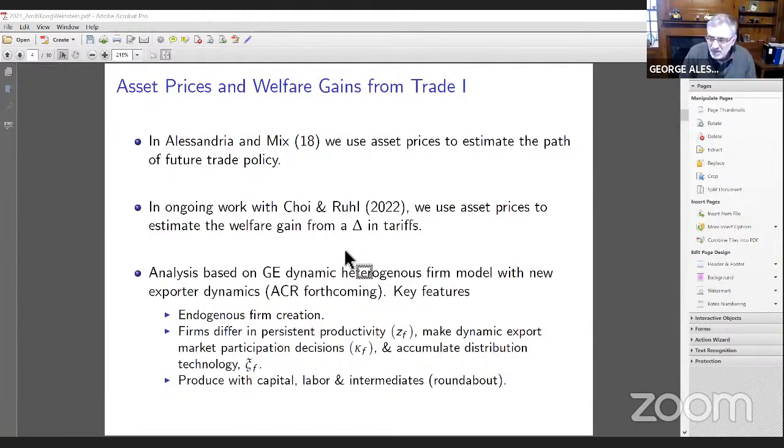The key features of this model are endogenous firm creation. Firms are going to differ by their productivity. They're going to make dynamic export decisions subject to sunk costs, and they're going to have to build up export capacity in foreign markets. So some firms are going to be really good at exporting, some firms are not going to be very good. They're going to produce with capital, labor, and intermediates, and there's going to be roundabout production. So in many respects, this is a standard international macro model with asset prices and trade. Okay.